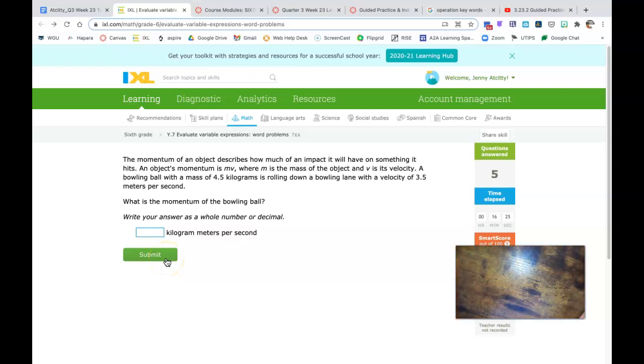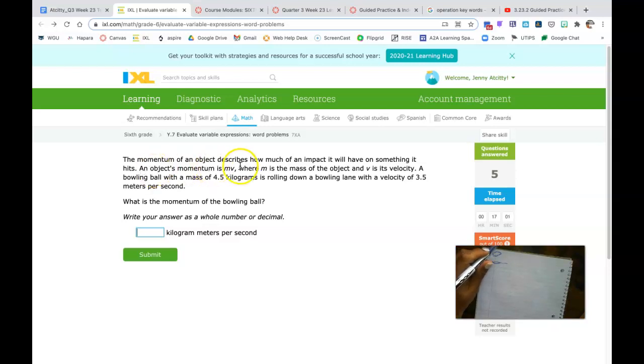I'm just finding an extra piece of paper in my notebook. Here we go. This is a pretty long word problem, so I'm probably going to read this 2 or 3 times, which is what you should do to make sure you understand it. The momentum of an object describes how much of an impact it will have on something it hits. Like, if this is the ground and I drop a ball or a rock onto the ground, the momentum describes how much of an impact it will have when it hits.